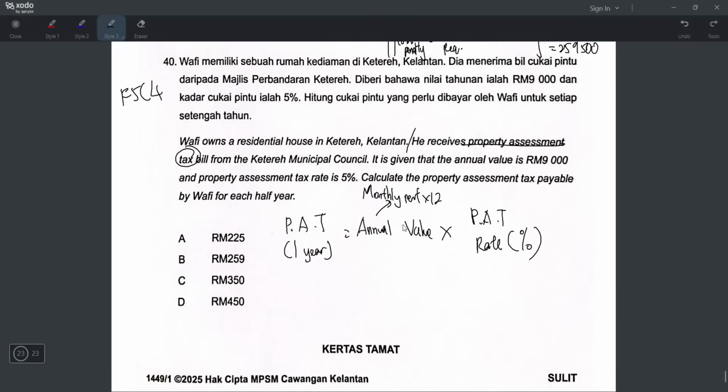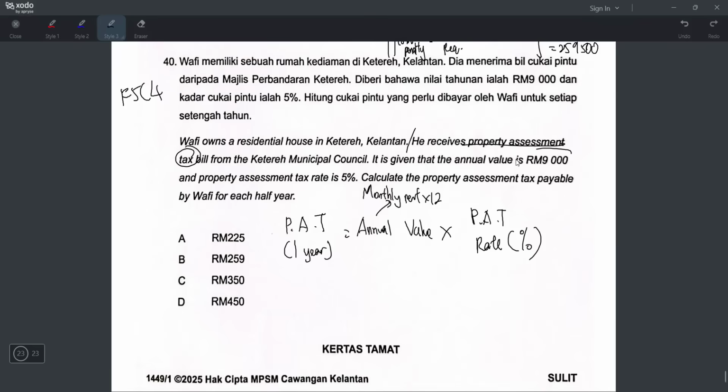So this one comes out a lot, the property assessment tax. I believe it comes out in my last SPM Sebenar also. SPM Sebenar 2024, yeah, it also comes out. This one always comes out. Yeah, in paper one. Okay, let's go.